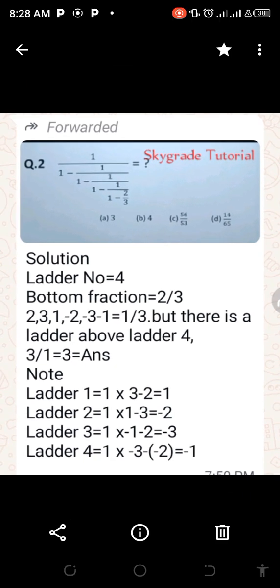The fourth ladder is 1 times minus 3, minus into minus 2, which is the same thing as minus 3 plus 2, which is equal to what? Minus 1. Is it clear? Is there any question? Okay, let's proceed to example 3.